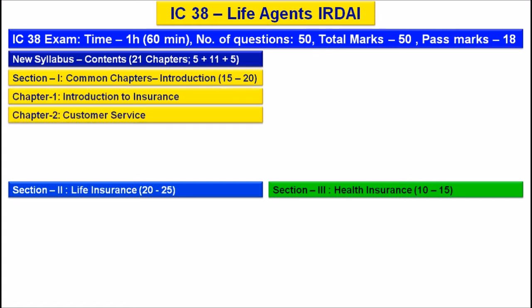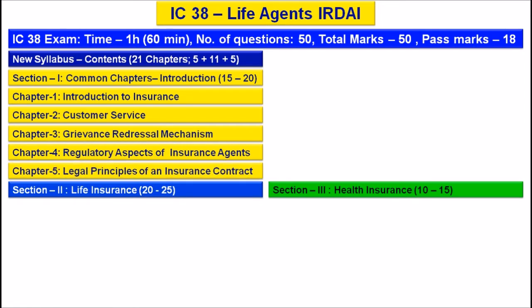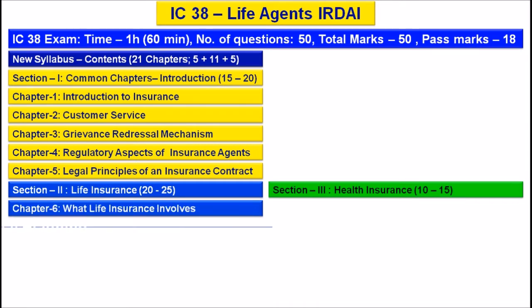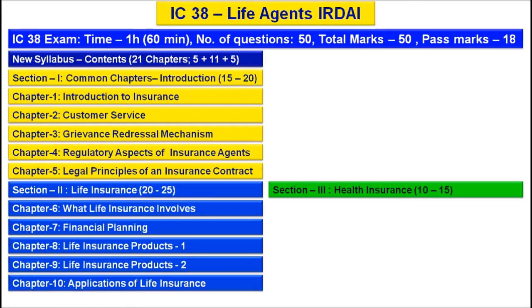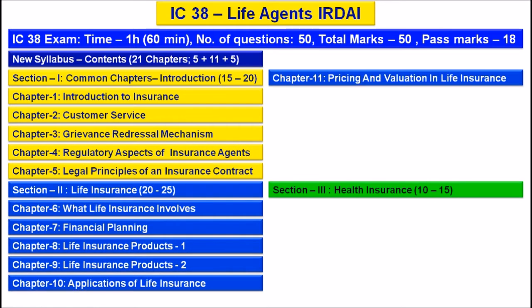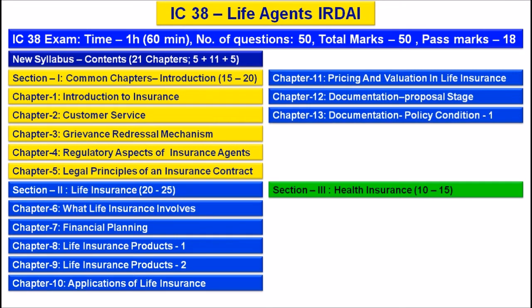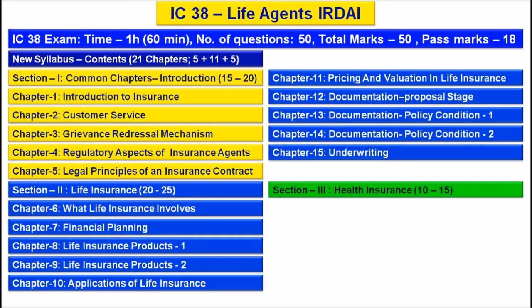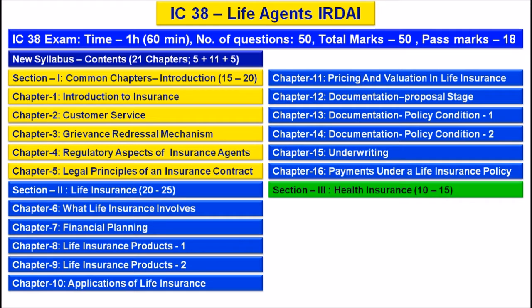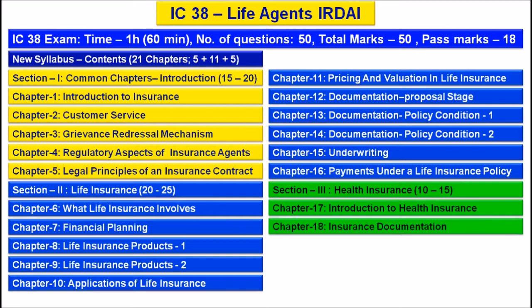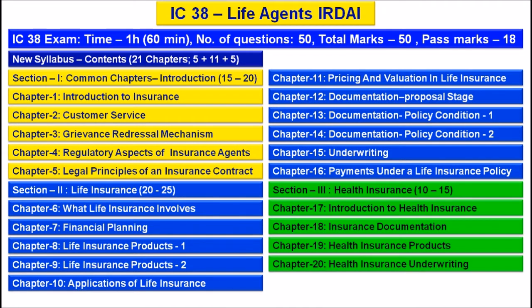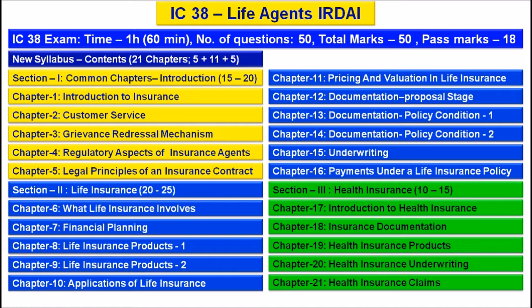So in section 1: introduction to insurance, customer service, grievance redressal mechanism, regulatory aspects of insurance agents, legal principles of an insurance contract, what life insurance involves. In section 2: financial planning, life insurance products 2, applications of life insurance, pricing and valuation in life insurance, documentation 1 and 2, then underwriting followed by payments under a life insurance policy. The third section deals with introduction to health insurance, documentation, insurance products, health insurance underwriting and claims.